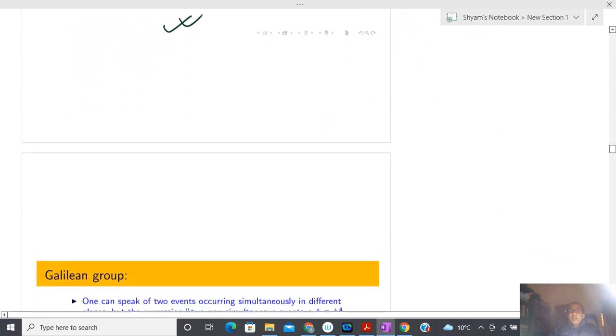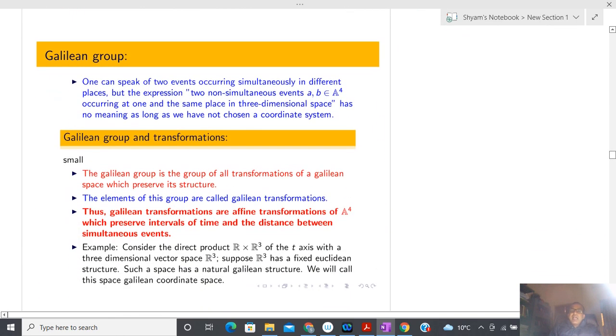Okay, so I hope that you are able to understand the difference between Galilean space and Euclidean space. In Euclidean space, I don't have a notion of time. In Galilean space, the notion of time is also incorporated. Okay, so one can speak of two events occurring simultaneously in different places, but the expression of two non-simultaneous events A and B occurring at the same place in three-dimensional space has no meaning, as long as we do not choose a different coordinate system.